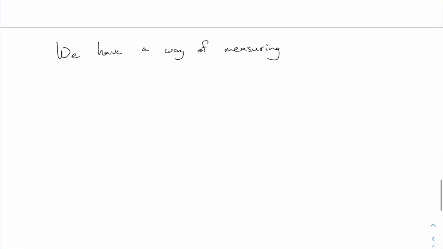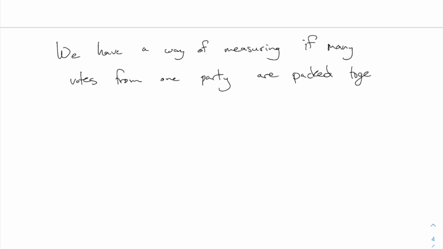So what I want is a way of measuring if many votes from one party are packed together. This is not hard to do. When you do it by hand, it takes a while, but if you're using a computer, this is a very simple kind of analysis to do. A way of measuring if many votes from one party are packed together.